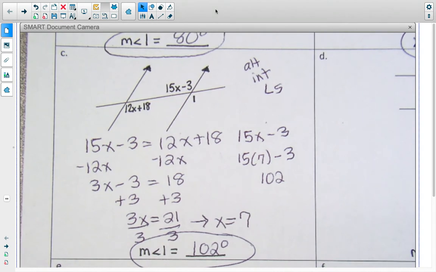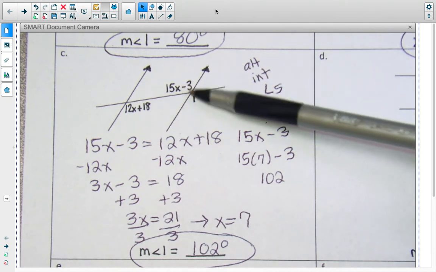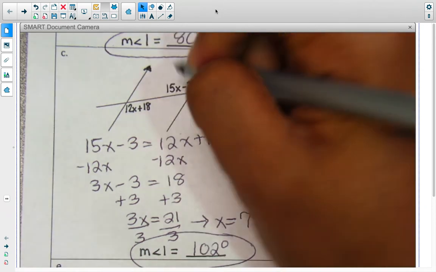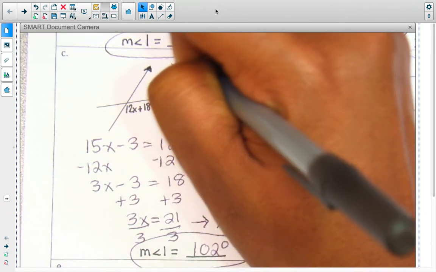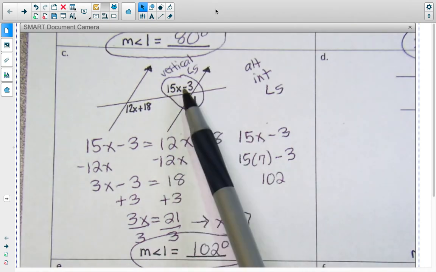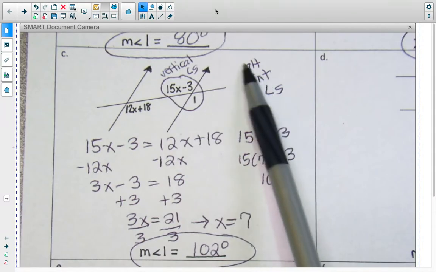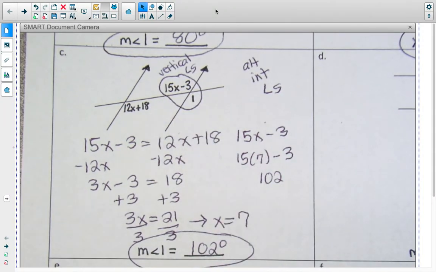Let's recap. Step 1, figure out what kind of angle pairs you're working with. Step 2, solve the equation. Step 3, substitute it back into the expression because we now have vertical angles. So these two are vertical angles. So we started the problem with alternate interior angles. Those were where I wrote that there. And then these two are vertical angles.